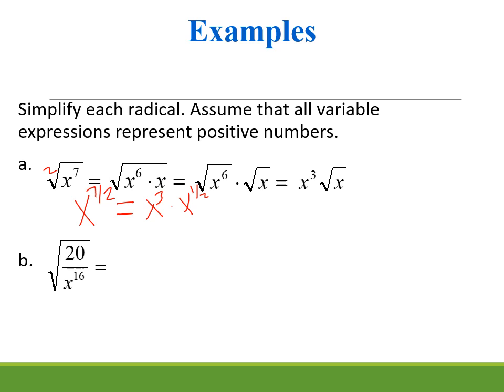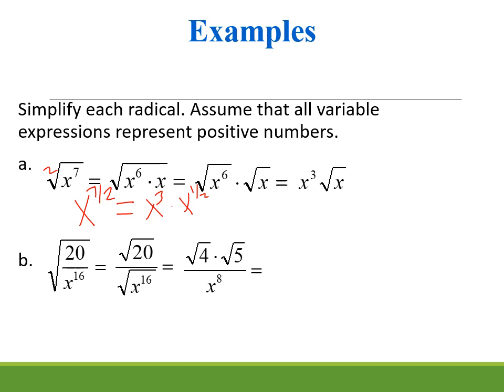So the key thing with square roots is that you're separating. You want to know what's the largest even number, essentially. So I have the square root of 20 over the square root of x to the 16. Square root of 20 is 4 times 5, and so square root of 4 times square root of 5. Square root of 4 is a perfect square. Square root of 5 is not.